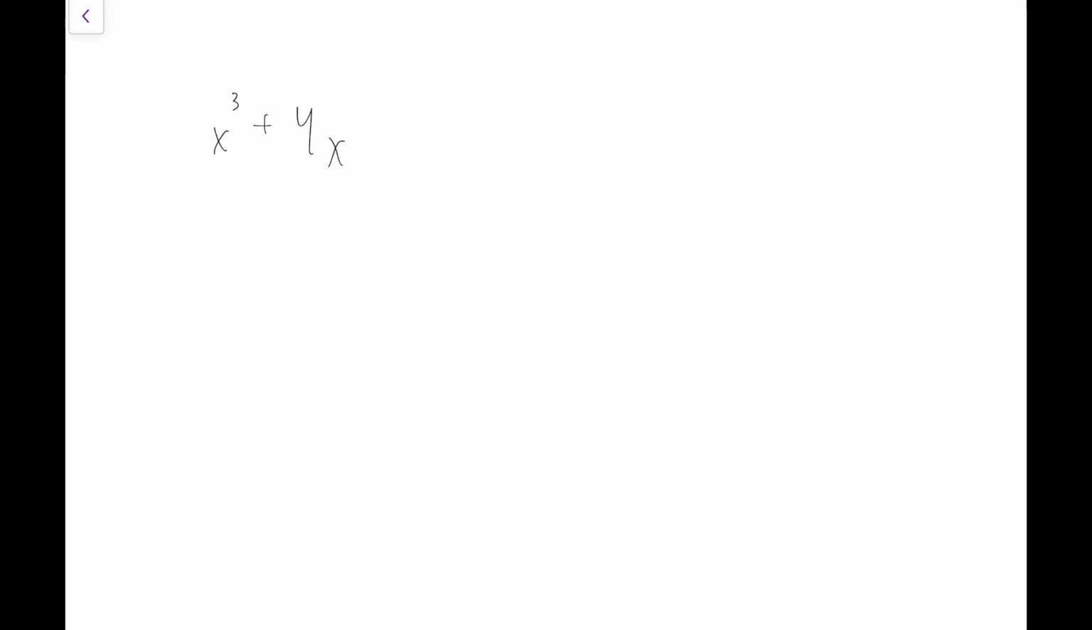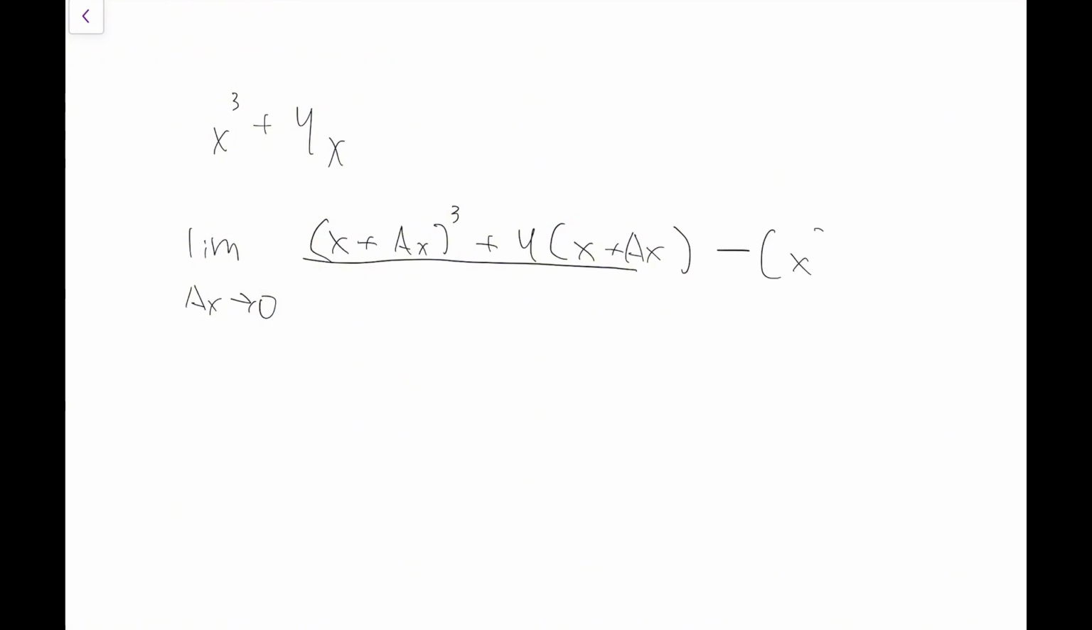Let's look at a more difficult one. So here we have x cubed plus 4x. We're going to use the exact same formula as we've been using. So this would be limit of delta x approaches 0 over x plus delta x cubed plus 4 times x plus delta x minus x cubed plus 4x over delta x.